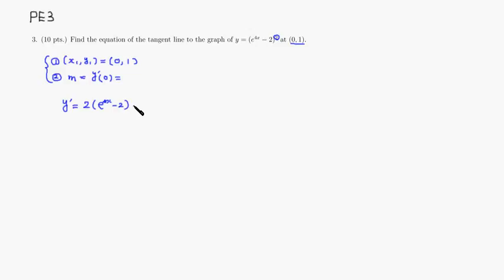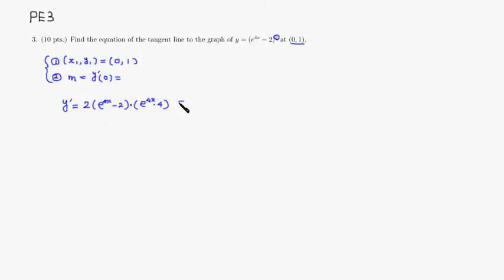Then multiply by the derivative of the inside function. The derivative of e to the 4x is e to the 4x, but then you have to do another chain rule, because you have to multiply by the derivative of 4x, which is 4. And the derivative of negative 2 is 0 anyway. So we have that.